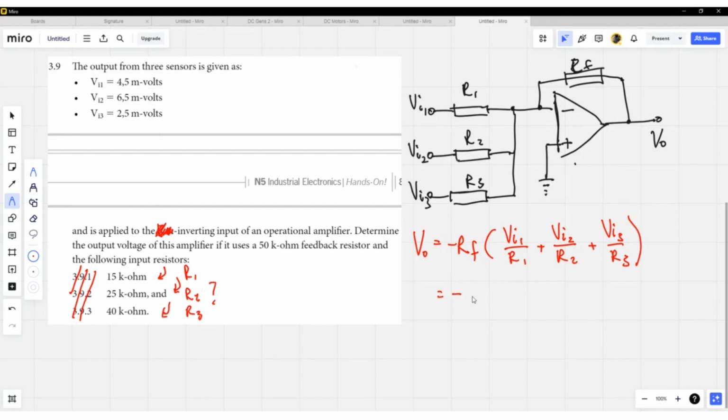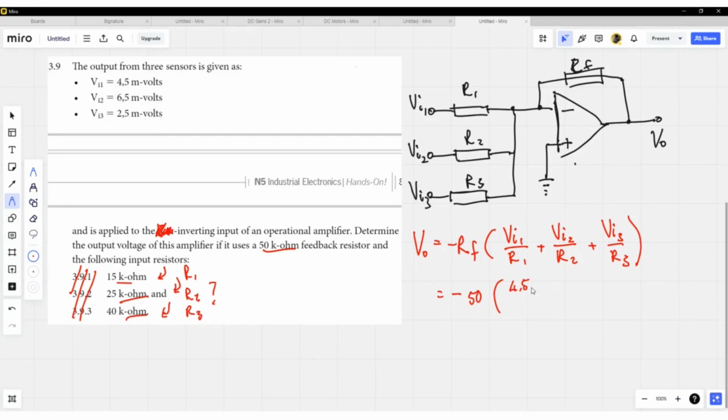Then let's see here, RF. We were given that value as 50 kilo ohms. If we take a quick moment, we can see that all these values are kilo ohm values, so that means that's going to cancel out. So 50,000 divided by 15,000 is the same as 50 divided by 15. We can just get rid of the thousands there. Input voltage, that was 4.5 millivolts.